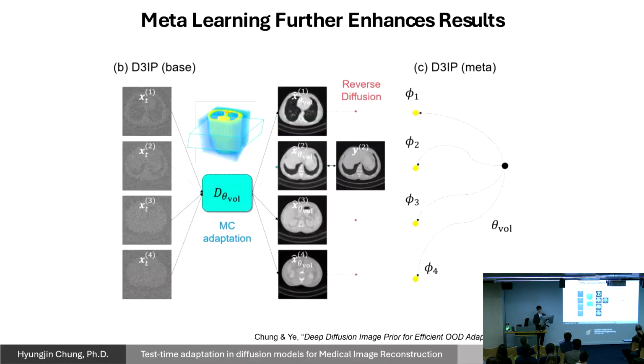And if you truly want to squeeze out the maximum performance, we additionally propose a meta-learning variant of DDIP, where you don't simply keep track of a single parameter for the whole volume, but you actually update a few more gradient update steps to each of these slice-wise parameters, which results in a slightly improved performance.